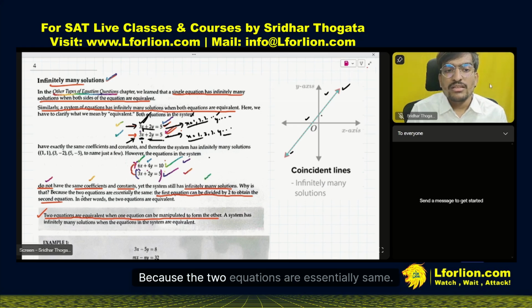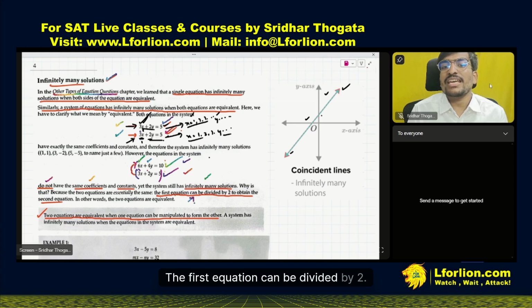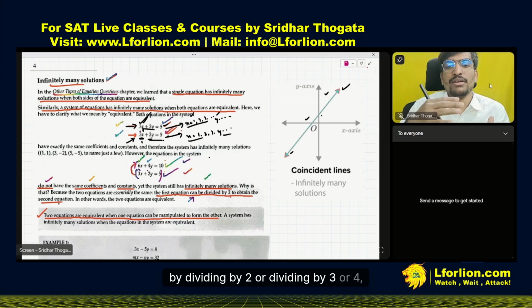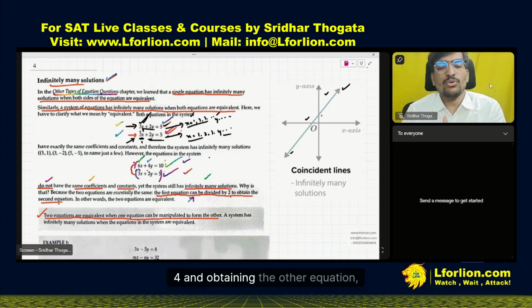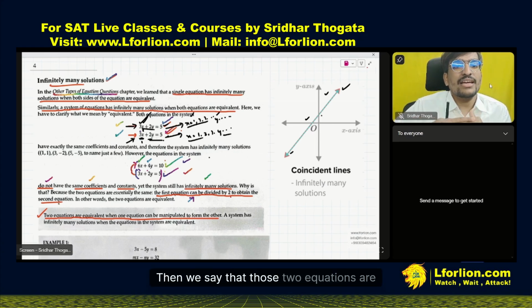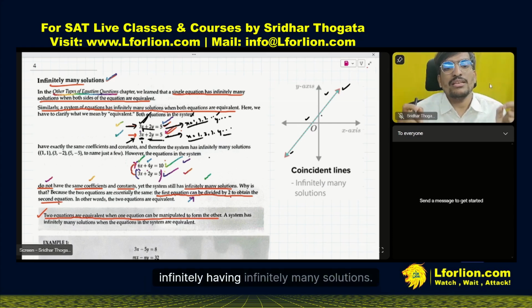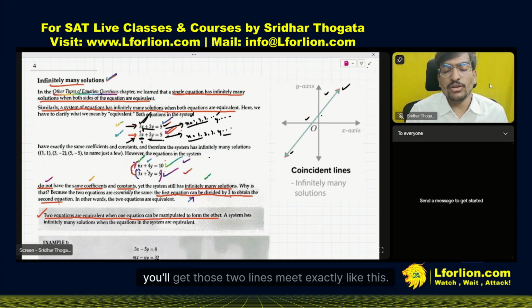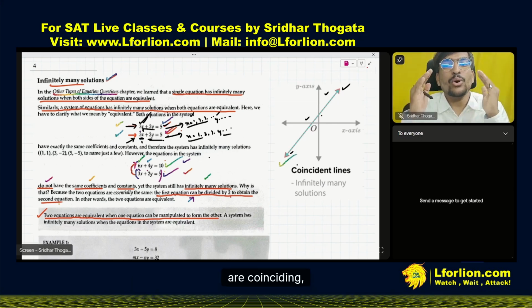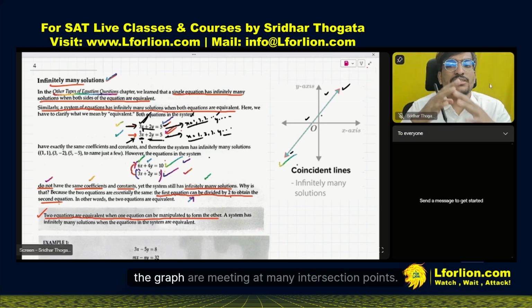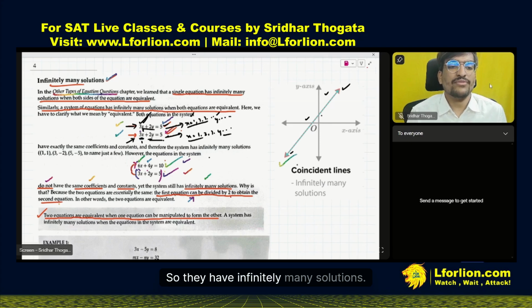Why? Because the two equations are essentially the same. The first equation can be divided by 2 to obtain the second equation. In any form, by dividing by 2, 3 or 4, or multiplying one equation by 2, 3, 4 and obtaining the other equation, the same equation, then we say those two equations have infinitely many solutions. If you plot them on a graph, you'll get those two lines meeting exactly like this. You can see the red line and the blue line coinciding, which means the red points and the blue points on the graph meet at many intersection points. So they have infinitely many solutions.